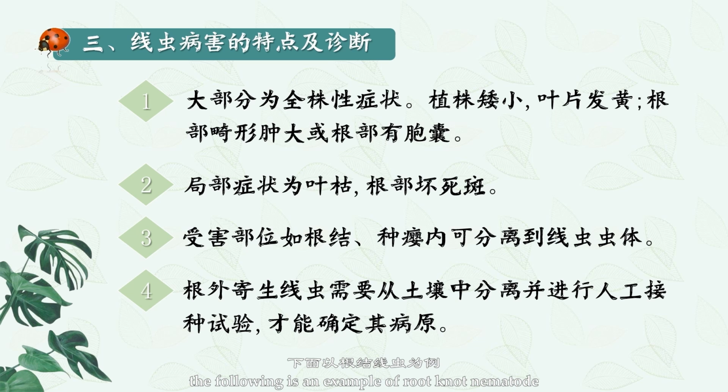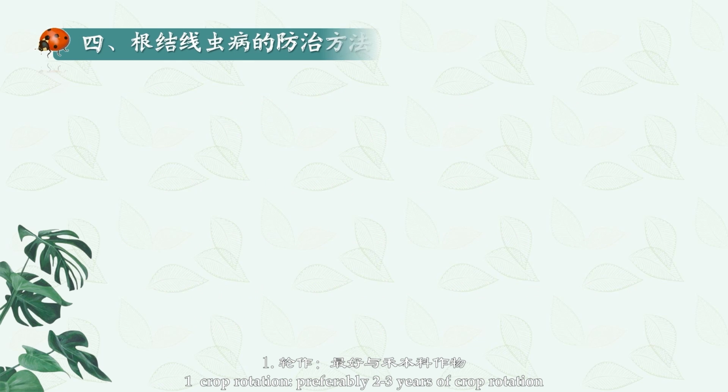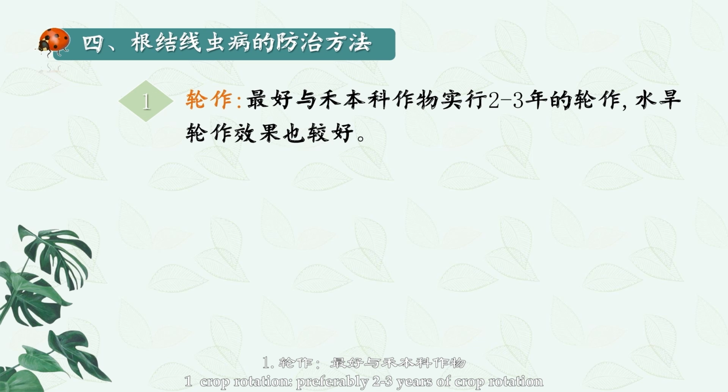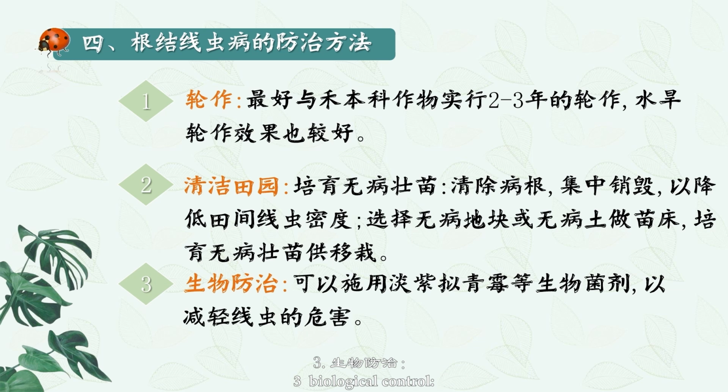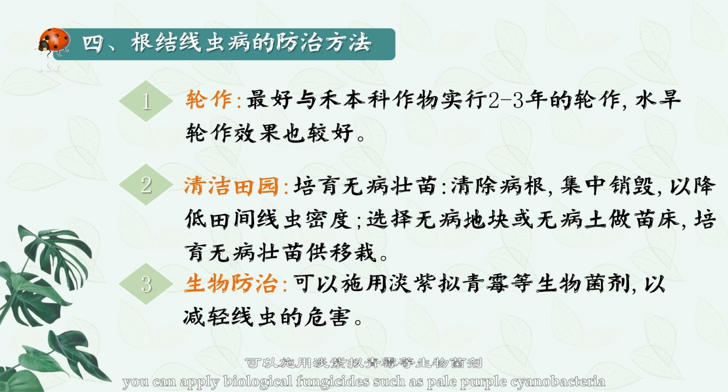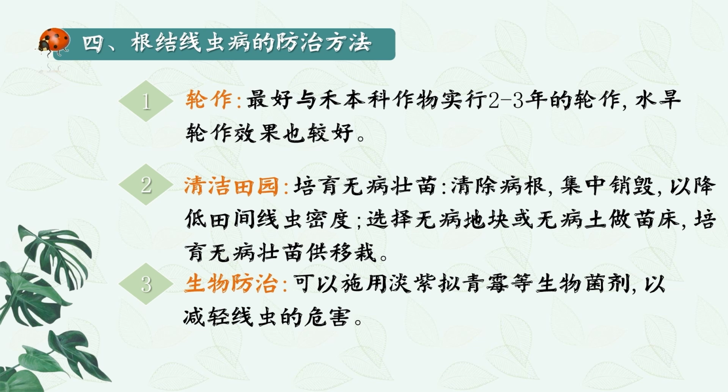The following is an example of root knot nematode to introduce the control methods of root knot nematode disease. 1. Crop rotation, preferably 2 to 3 years of crop rotation with grass crops. 2. Clean fields and cultivate disease-free seedlings. Remove diseased roots and destroy them centrally to reduce nematode density in the field. 3. Biological control. You can apply biological fungicides, such as pale purple cyanobacteria, to reduce the damage of nematodes.